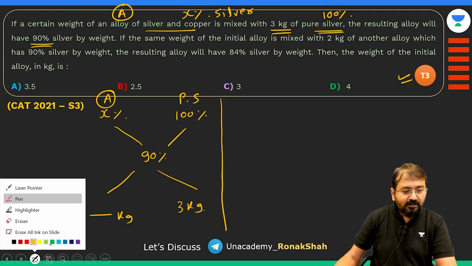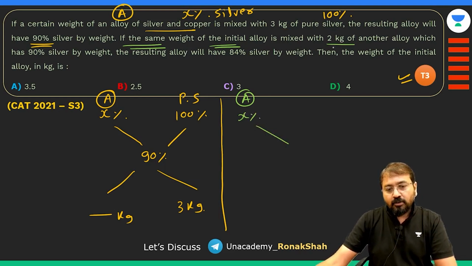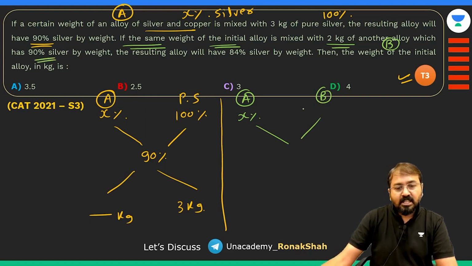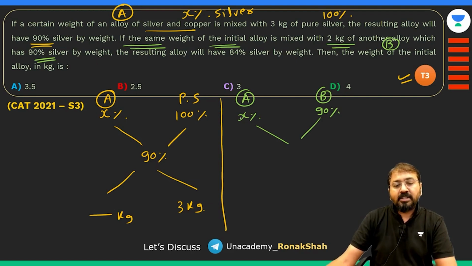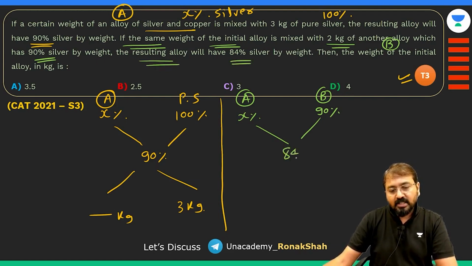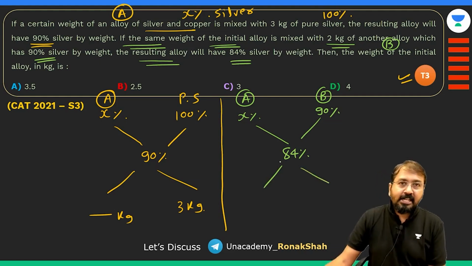They must have given some additional information. Right? If the same weight of the initial alloy, that is alloy A, which has X% silver, is mixed with 2 kg of another alloy. Let's call the other alloy B. So we are mixing with this B and it has 90% silver. So we are mixing this 90% alloy with X% alloy A. The resulting alloy has 84% silver by weight. Okay, the resultant mixture has 84% silver.